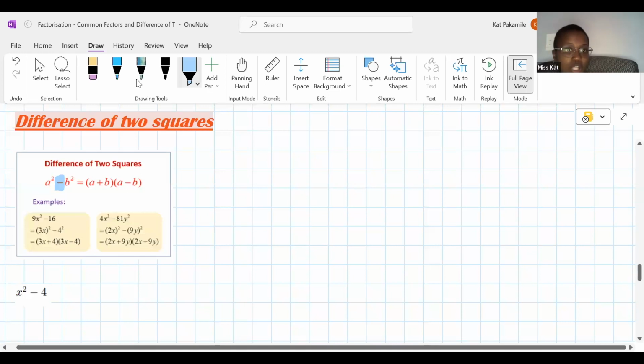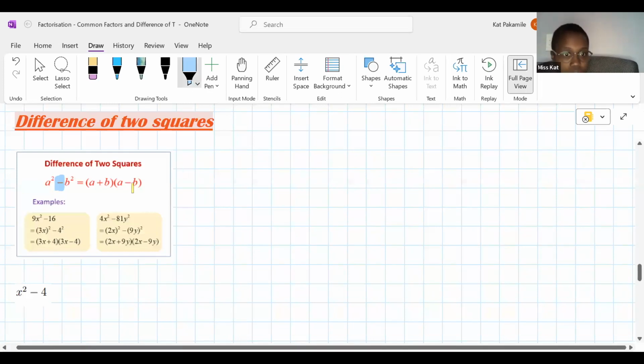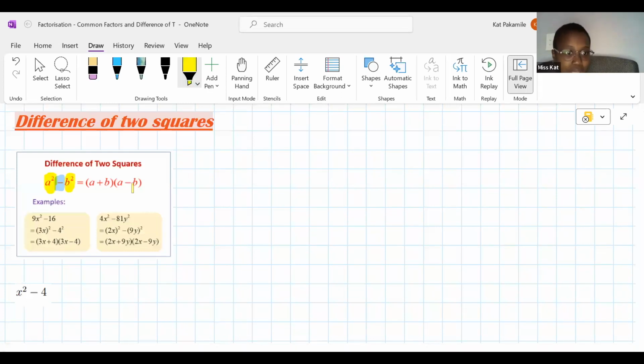Okay. So difference of 2 squares means we are subtracting 2 squares. So look here. A squared minus b squared. So if you have something squared minus something squared, this is how you put them into factors. Okay, so let's check what's happening here. You're going to say we have a squared minus b squared. If you have this, you're going to make 2 brackets. Okay, right next to each other.